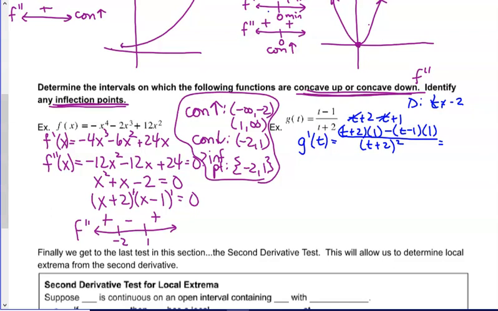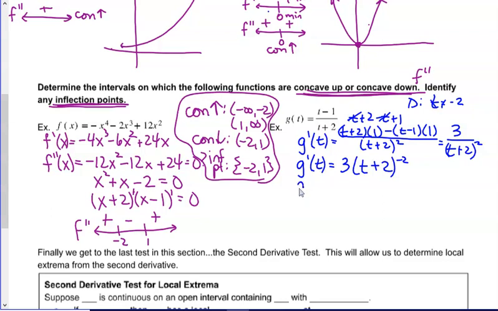So that ends up giving me a 3 all over a t plus 2 quantity squared. Now, I need to take the derivative of that. But I'm going to make life a little bit easier on myself and rewrite this with a negative exponent. So I get 3 times t plus 2 to the minus 2. And that's going to help me out when I have to take the derivative on the next piece.